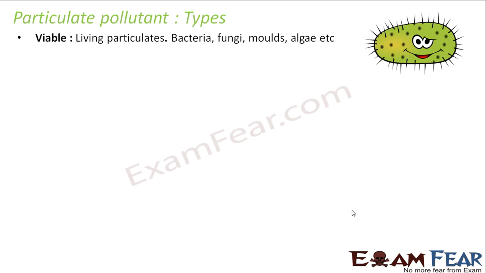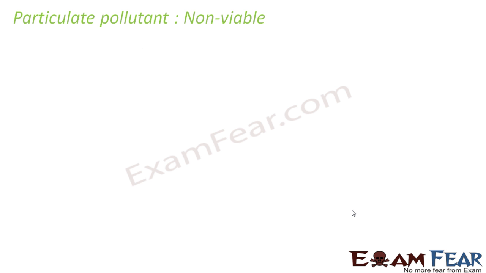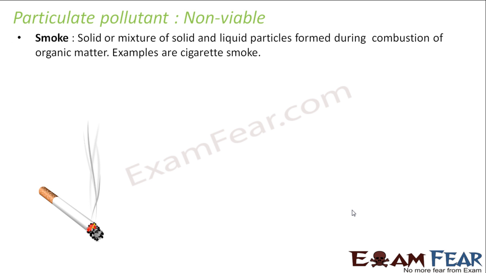There are two types actually: the viables, where we talk about the living particulates, bacteria, fungi, algae are examples, and the non-viable. Non-viable have smoke, dust, mist, and fumes. So let's understand the non-viable now. The first one is smoke.